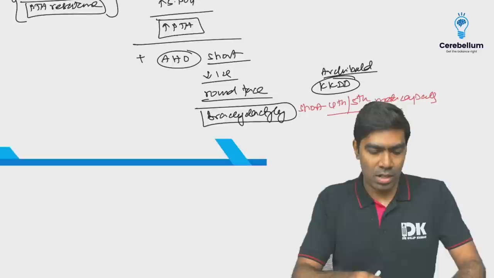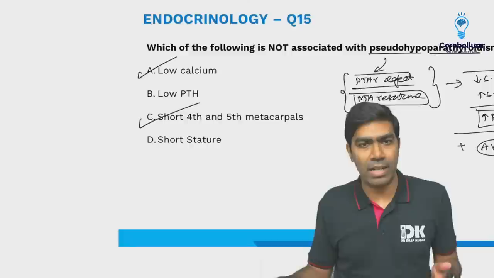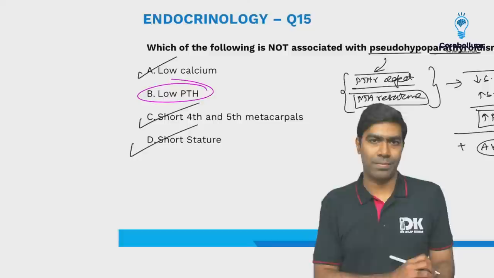Knuckle, knuckle, dimple, dimple sign. So what is the right answer for this question? You can clearly see low calcium is a feature of pseudohypoparathyroidism. Short 4th and 5th metacarpals, brachydactyly is a feature, short stature is a feature, but low PTH is not a feature. These patients will have PTH resistance, so they will have high PTH.